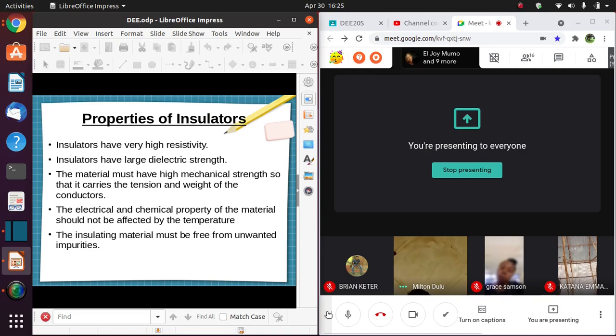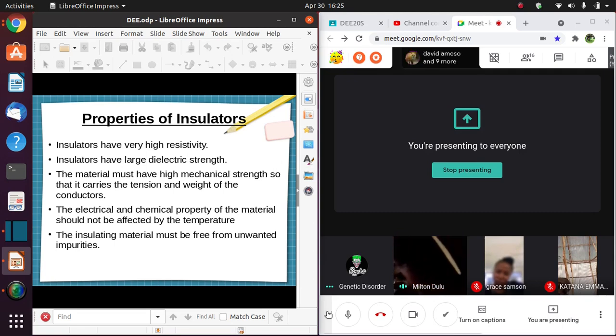Now, what are some of the properties of insulators? They have high resistance. That is the reason why they do not conduct heat and electricity easily. They have large dielectric strength. What does this mean? Dielectric strength is the maximum voltage that an insulator can withstand before it fails. I know you have plugged in a charger or a cable or an iron, and found that the cable got burnt.